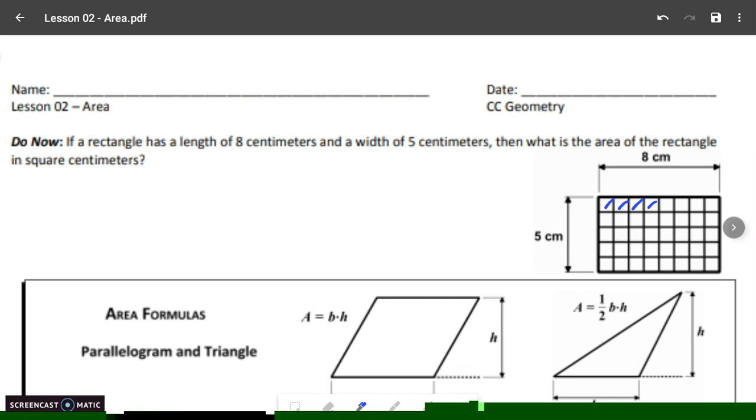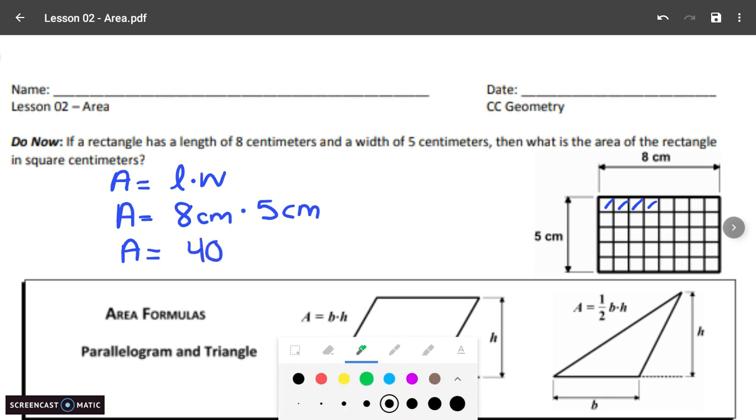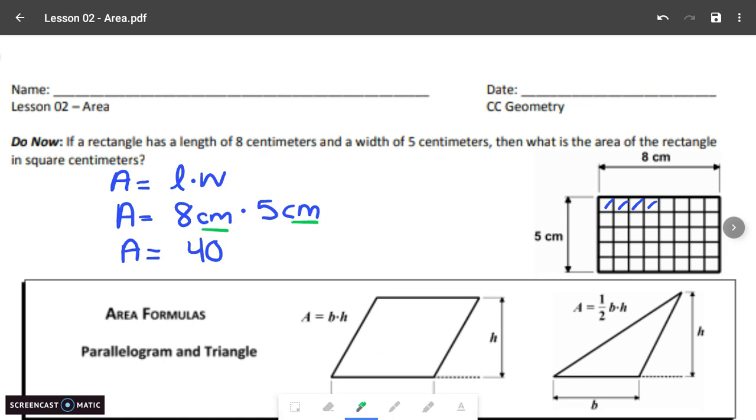So we would use the area formula, which most of us already know. For a rectangle, it's just length times width. So in this case, the length is 8 centimeters times 5 centimeters. And we multiply to get 40. But notice, I'm also multiplying the units. So I'm going to have centimeter times centimeter, so it becomes centimeters squared. Area is always in the units squared. We do need that, and that's a really important part to keep in mind.